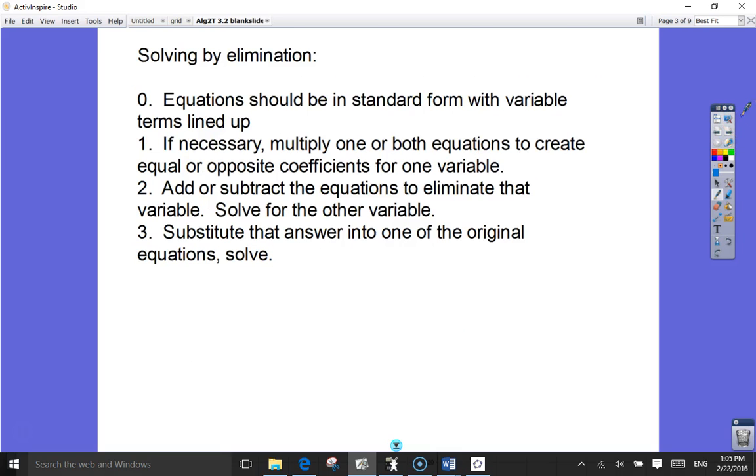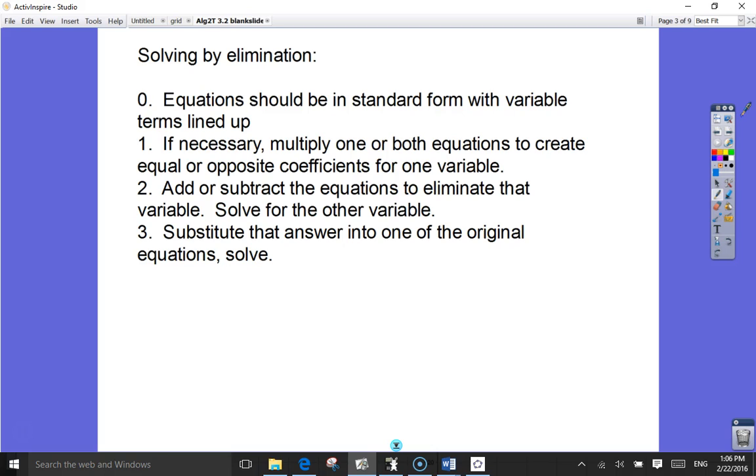So here are the steps to solve a system by elimination. And so I include a 0 step just to say that before you start, the equations need to be in standard form. We're talking linear here. So in standard form with the x terms lined up, the y terms lined up, the constant terms lined up on the other side of the equal sign. That's usually the way it's presented. Right? If that's true, then you go on to the next step, or the first step.